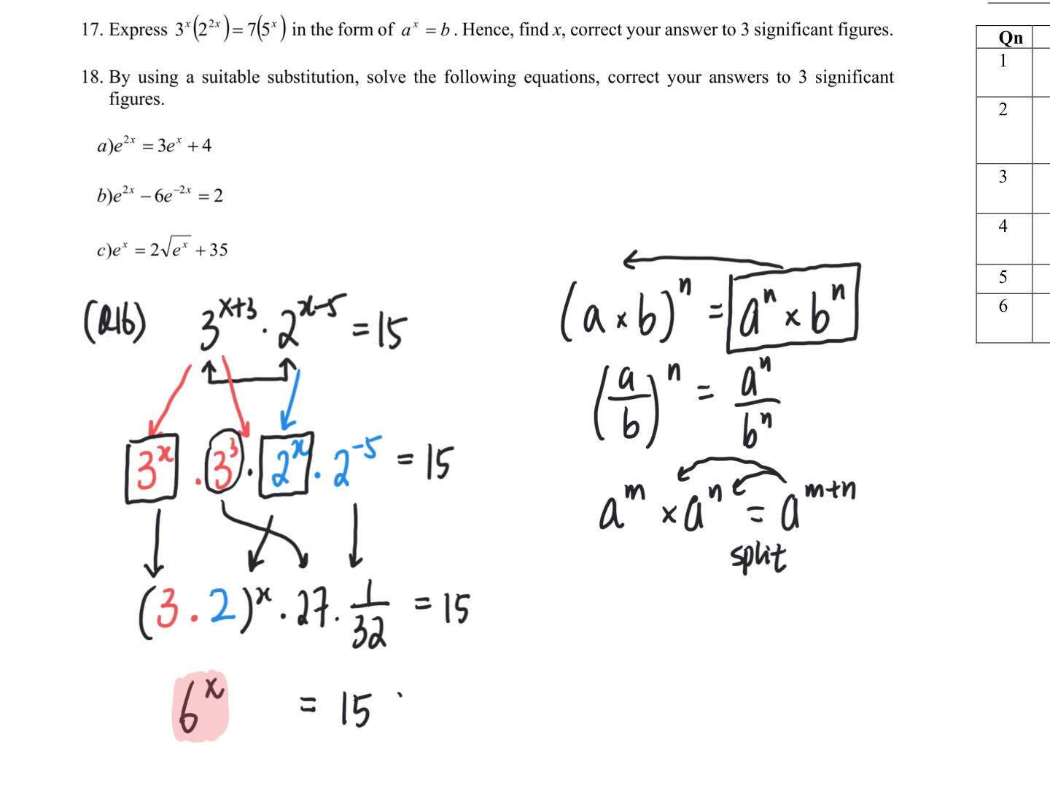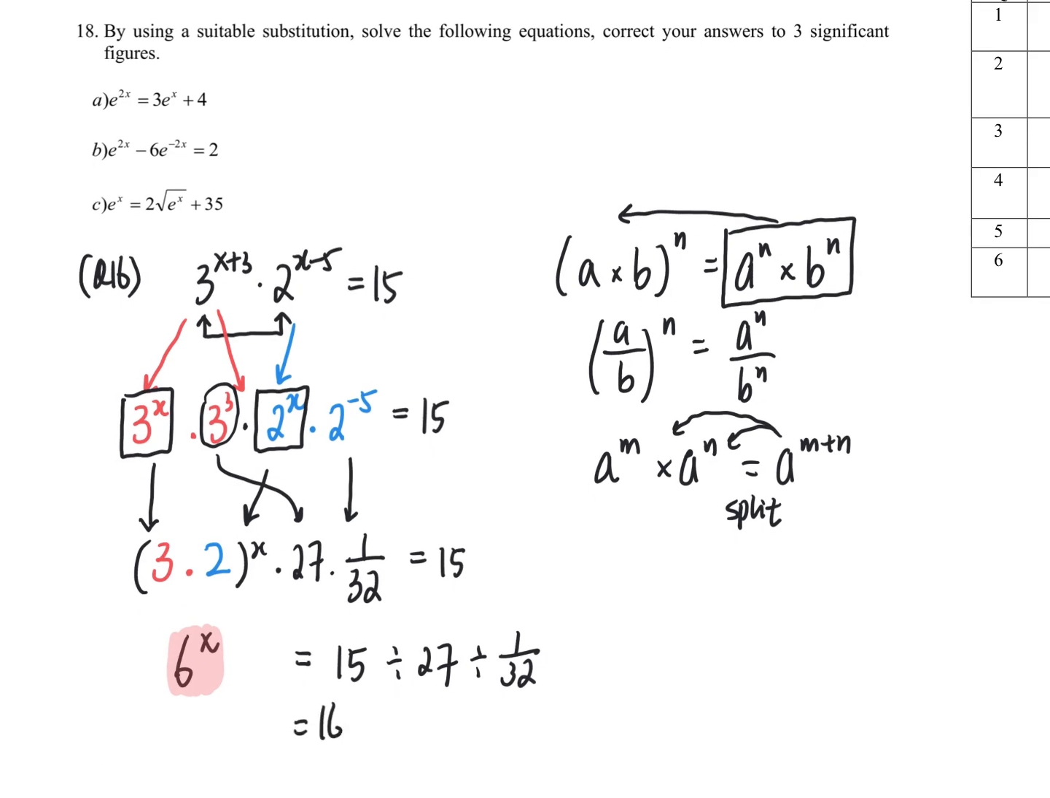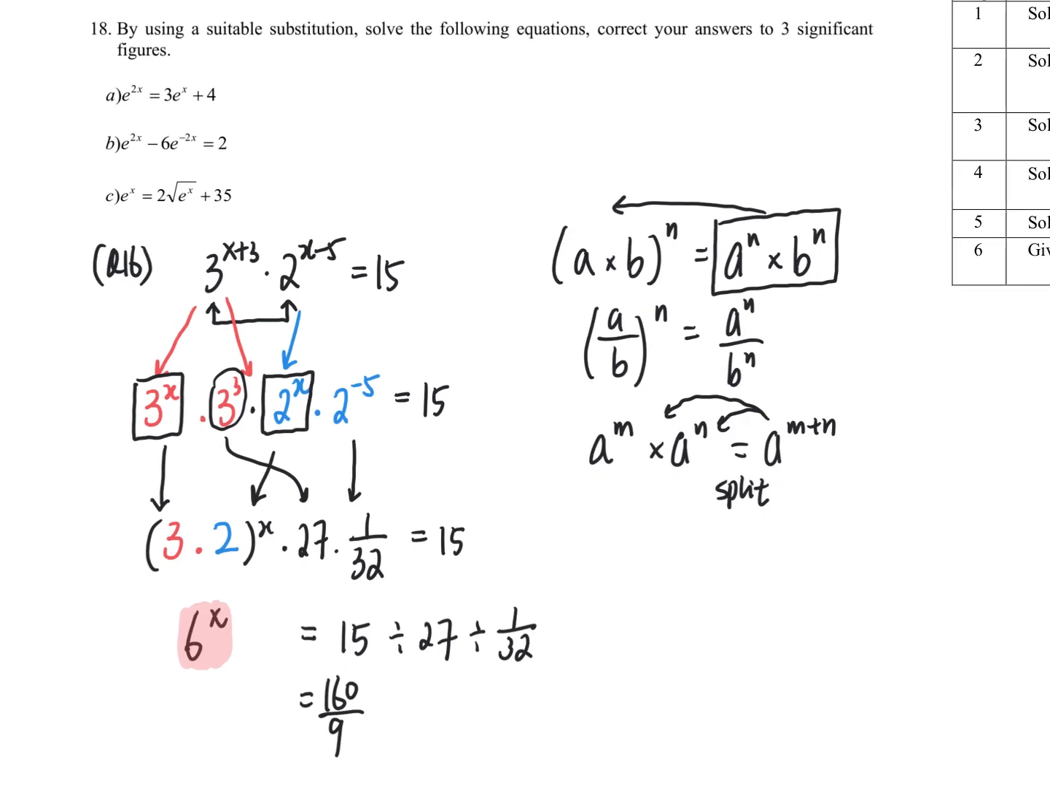So 15, I divide by the 27. I divide by the 1 over 32. Bring these two over to divide. So 15 divided by the 27, divide by the 1 over 32. I end up having 160 over 9. So that's it. That's the value I want. Oh, they say 3SF, is it? Oh no, they haven't. They say find the value of this first, hence solve for x.